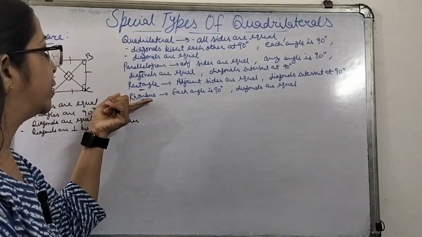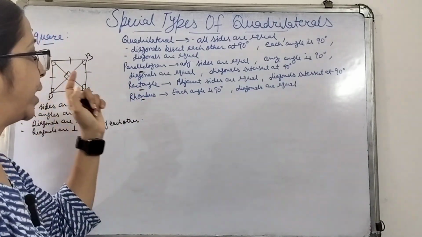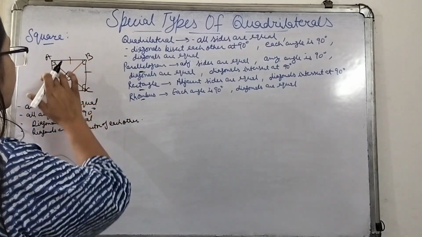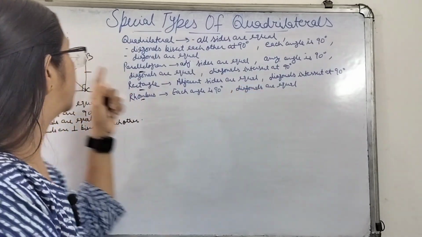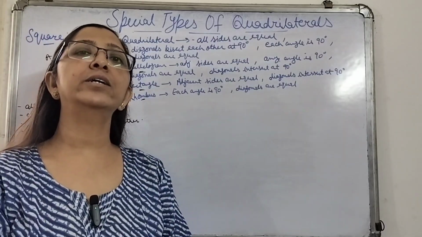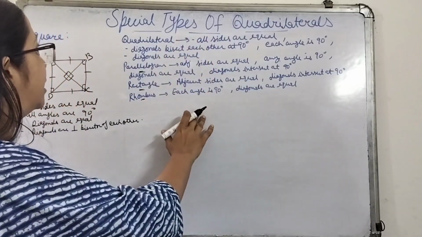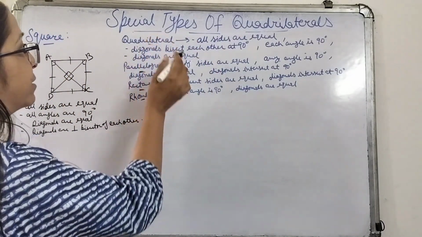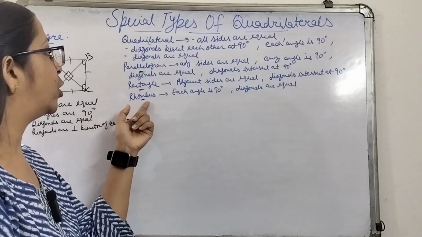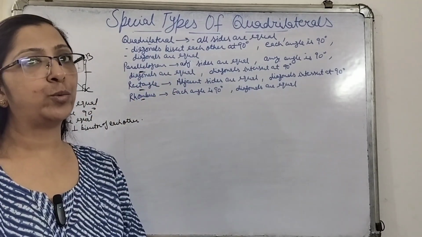So we need not prove these. Only for a rhombus to be a square we need to prove that all the angles should be 90 degrees and the diagonals should be equal, because in the case of a rhombus, diagonals are not equal. So I hope it is clear how we can prove a quadrilateral, a parallelogram, a rectangle or a rhombus to be a square.